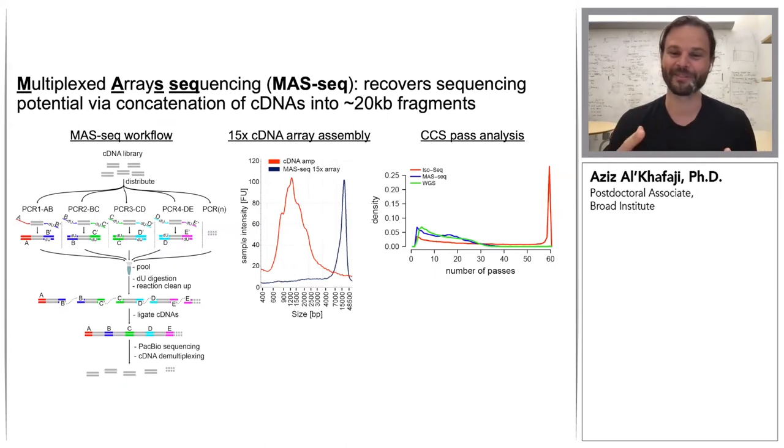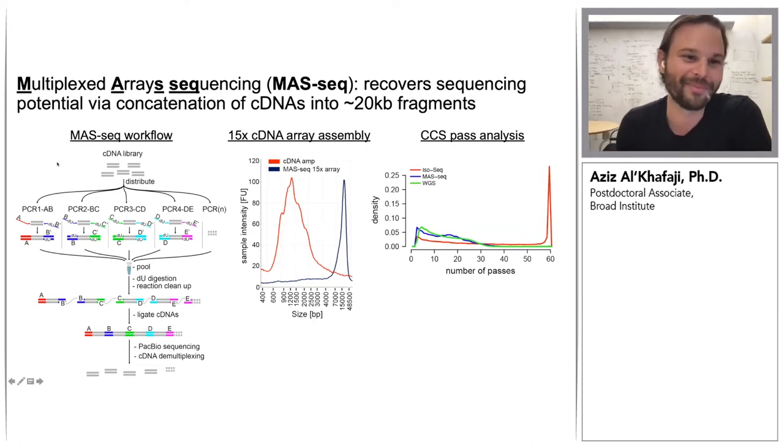So to better take advantage of PacBio, I devised a method that programmatically links cDNAs into arrays of defined sizes. And these long cDNA arrays can then be sequenced and then demultiplexed into their individual cDNA component pieces. And this effectively boosts the output of your PacBio run by the number of cDNAs assembled into the array. So here I'll quickly describe the MAS-seq workflow in a bit more detail.